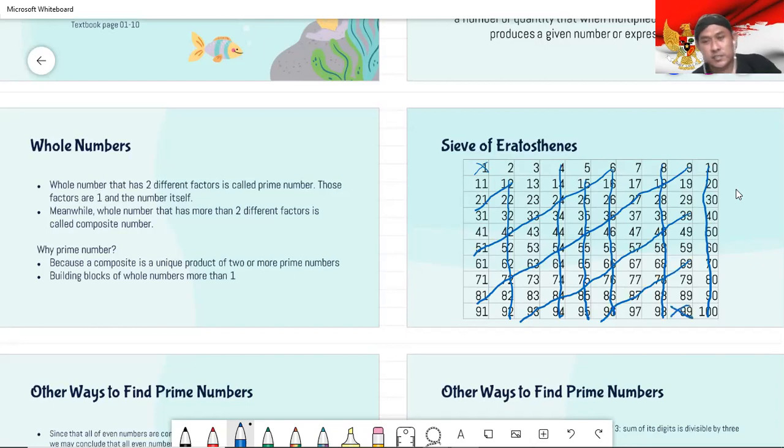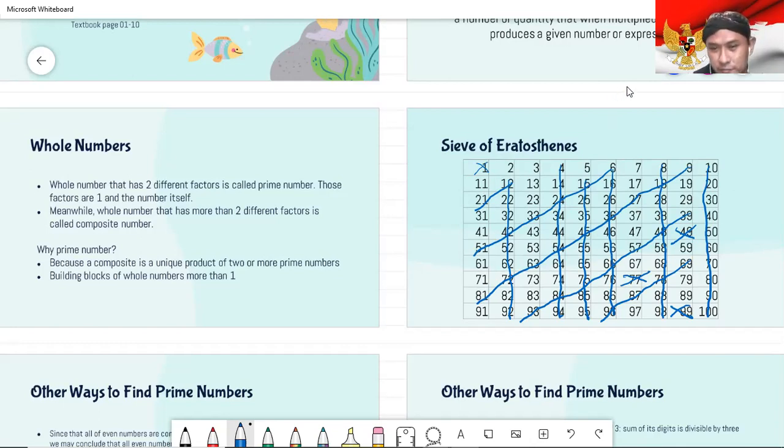If we use the sieve of Eratosthenes, 2, 3, done, 5, done. How about 7? Multiples of 7. We have 14 done, 21 done. What else? We have 49 here, and we have 77 here. That's one of the ways to find prime numbers.